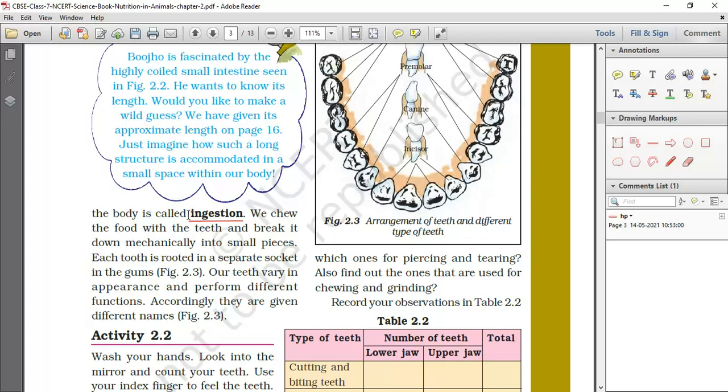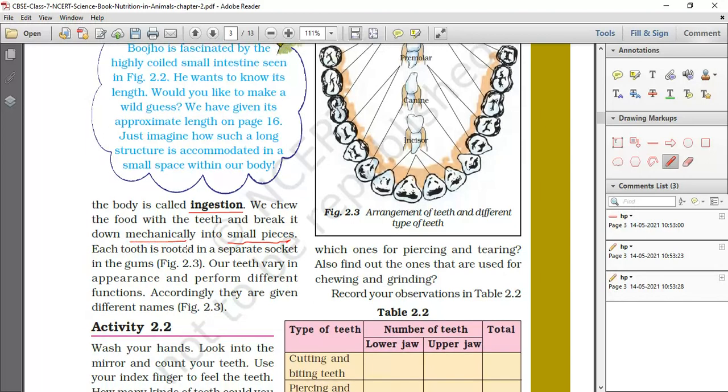We chew the food with the teeth and break it down mechanically into simpler substances. So we chew the food and the chewed food breaks down with the help of teeth. It breaks down into a simpler form, meaning small pieces. So it is mechanical; you have to apply some force or energy.